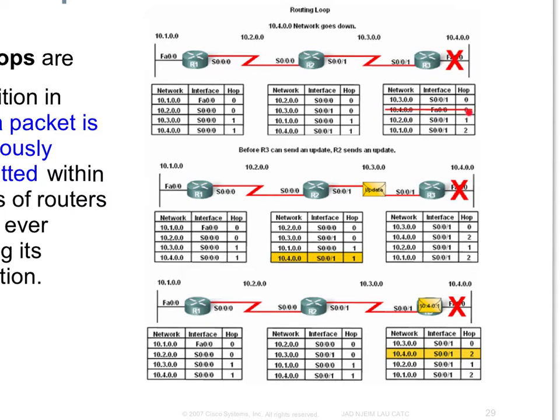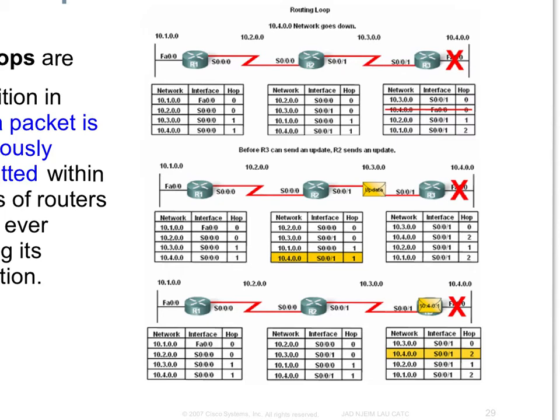Router 3 crossed this entry from the routing table, and after some time, after the time interval, router 2 sends to router 3 the route updates, which in fact includes information about 10.4.0.0. You see that? So very interestingly now, router 3 will say, oh, okay, now I have a new route to a network that has an address of 10.4.0.0 through router 2.